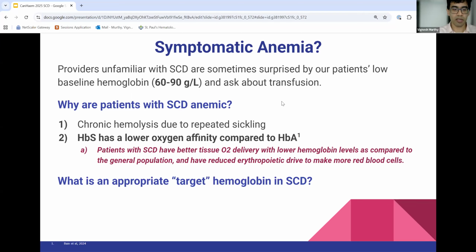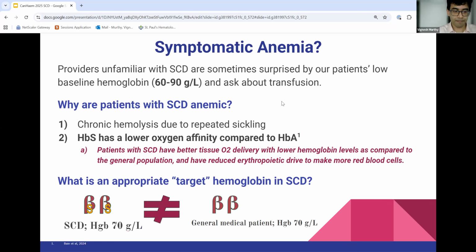Of course, they have tons of RBC turnover due to the hemolytic anemia. And so they do make red cells at a much higher rate than the normal population, but they have a lower drive to make more red blood cells. And this is probably the bigger reason why they're anemic. And so what I really want to highlight is that the patient with sickle cell disease and a hemoglobin of 70 is not the same as a general medical patient with a hemoglobin of 70. And although you might want to transfuse this person, you should not transfuse this person without a very good reason.